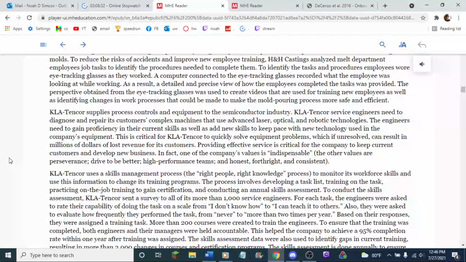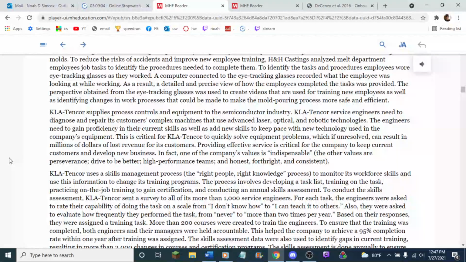That use advanced laser, optical, and robotic technologies. The engineers need to gain proficiency in their current skills as well as add new skills to keep pace with new technology used in the company's equipment. This is critical for KLA Tencor to quickly solve equipment problems, which, if unresolved, can result in millions of dollars of lost revenue for its customers. Providing effective service is critical for the company to keep current customers and develop new business.